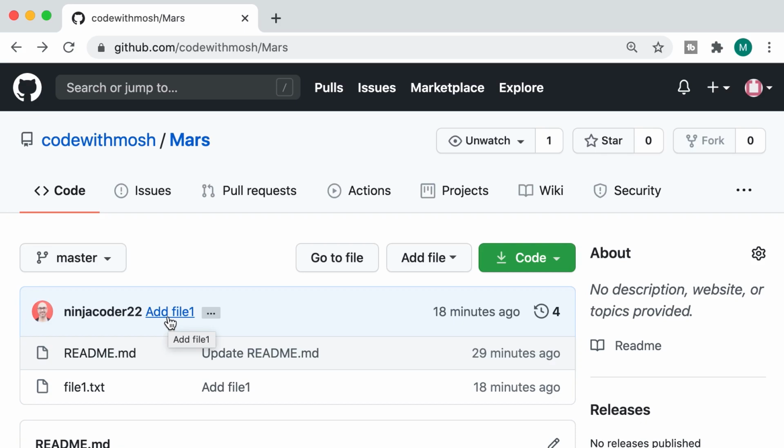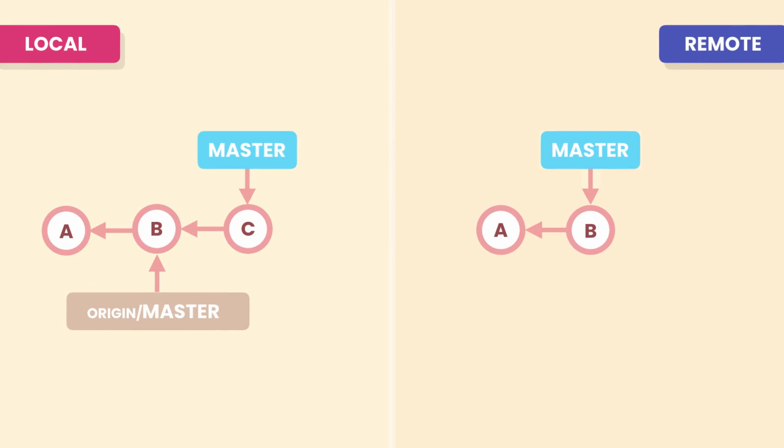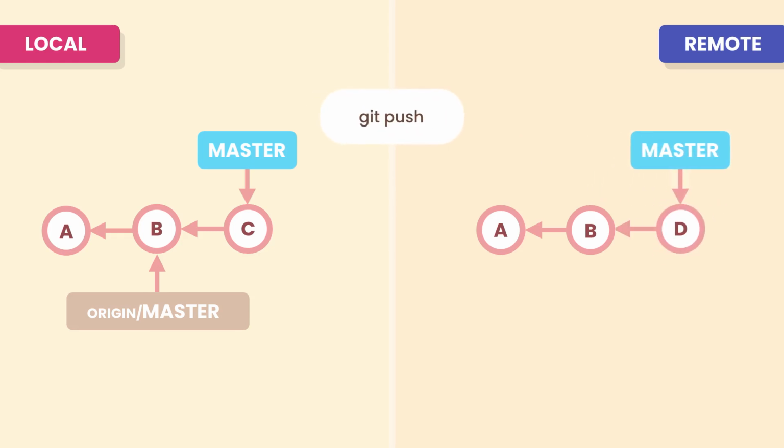Now, sometimes your push may get rejected. Let's see why. So once again, our local repository is ahead of origin by one commit. Now, let's say before we do a push, someone else does a push and adds a new commit to origin. Now, if we do a push, our push will get rejected because our histories have evolved differently. So Git prevents us from overwriting someone else's work.